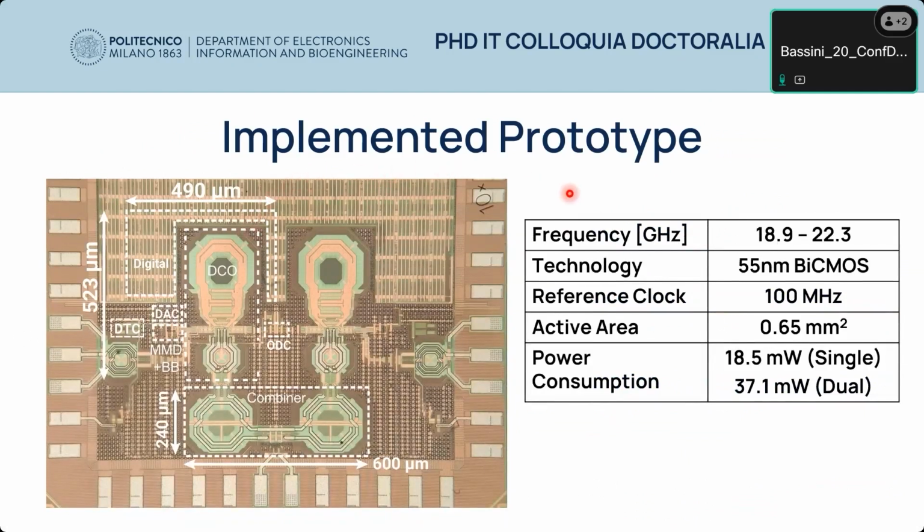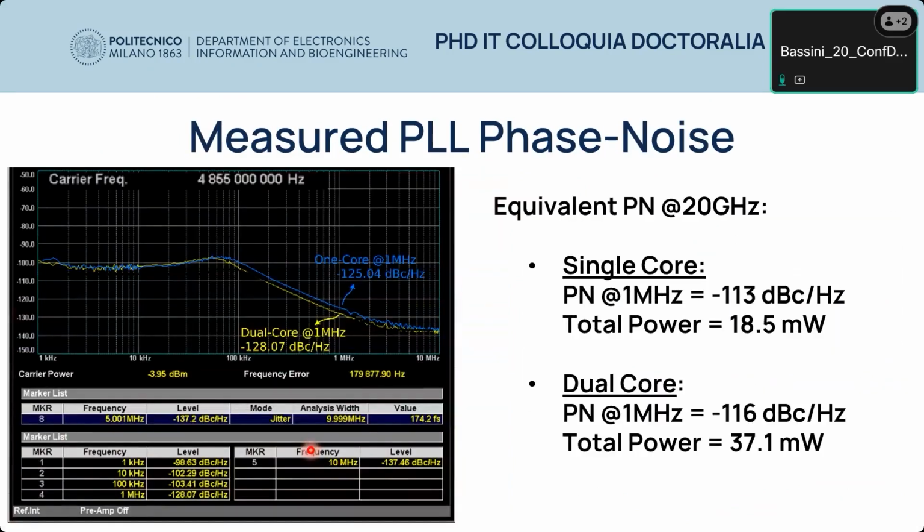We implemented it in a 55 nanometer BiCMOS technology. You can see from the die micrograph the main LC tank resonator, and also we extract the second harmonic from the resonant tank in order to simplify the DCO design, and we provide it to the output combiner, which then drives the measurement pad. The measurement results confirm our theory because by doubling the number of active cores, and so by increasing the total power consumption from 18 to 37 milliwatts, the phase noise actually scaled by 3 dB, confirming our theory.